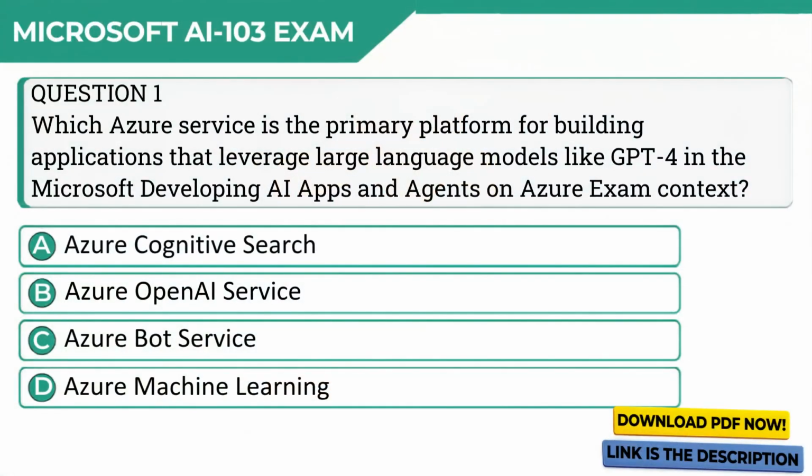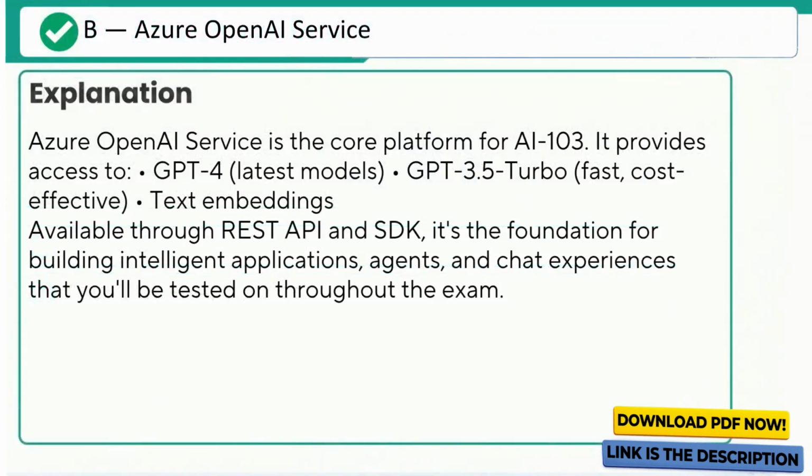Question 1. Which Azure service is the primary platform for building applications that leverage large language models like GPT-4 in the Microsoft Developing AI Apps and Agents on Azure exam context? A. Azure Cognitive Search. B. Azure OpenAI Service. C. Azure Bot Service. D. Azure Machine Learning. Correct answer B.